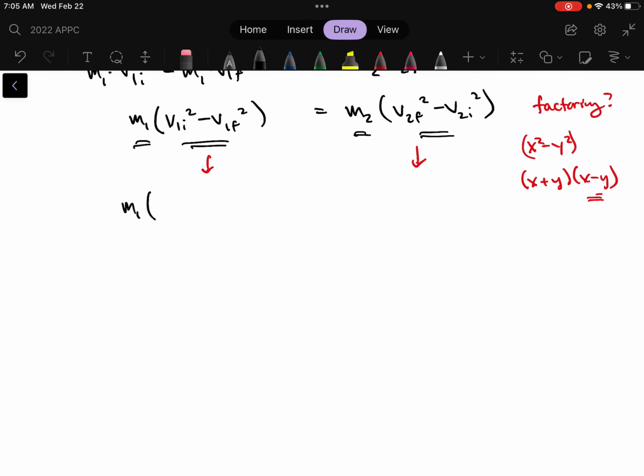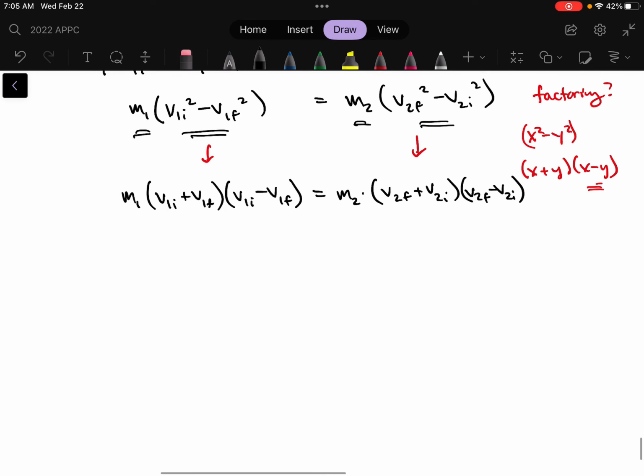So I can say this is m1 times, let's see, v1i plus v1f times v1i minus v1f. And on the right side, m2, v2f plus v2i, and v2f minus v2i. Again, this is that I know what I'm supposed to do situation. No high school student is just going to decide to do all this math on their own, or maybe they will. Hopefully they have friends as well.